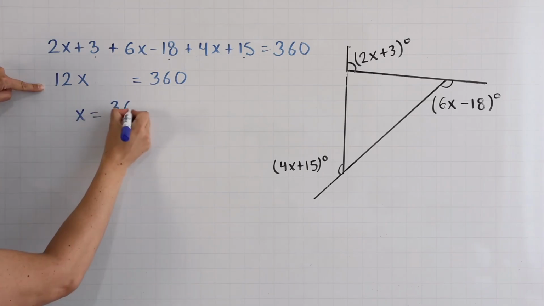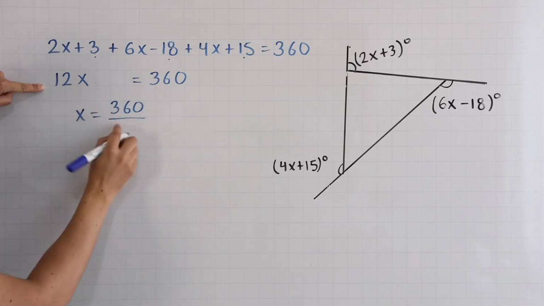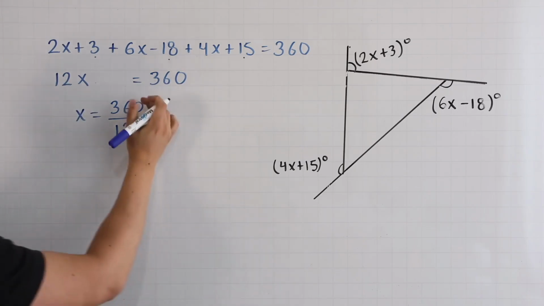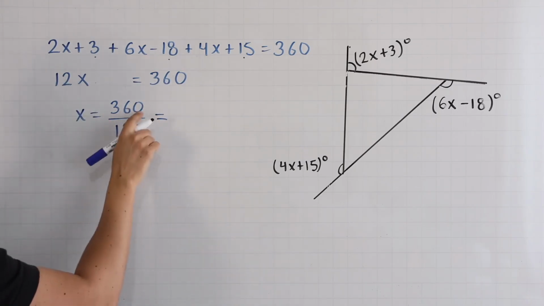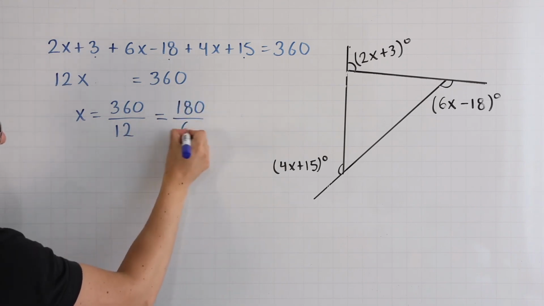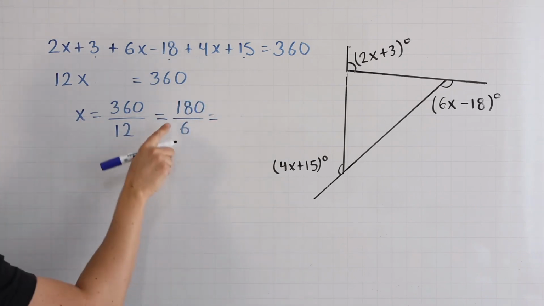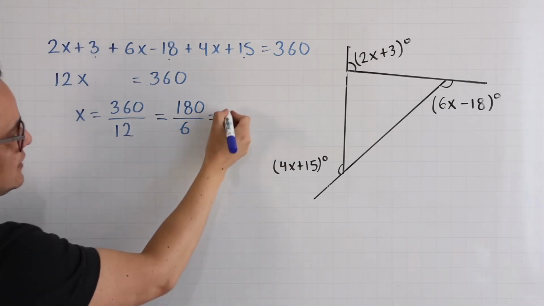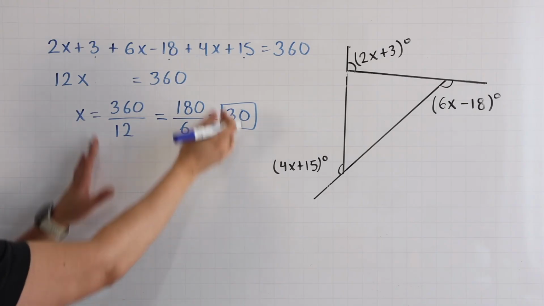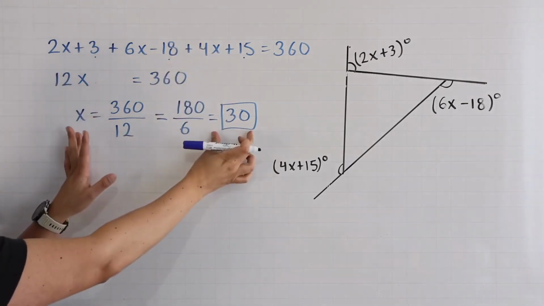From here, we solve for x, and we get 360 divided by 12. Here, we can simplify a bit, so we don't have to do this division directly. I take half of both, and I'm left with 180 divided by 6. And now it's easy, right? 180 divided by 6 is equal to 30. The value of x that makes this equation true is 30.